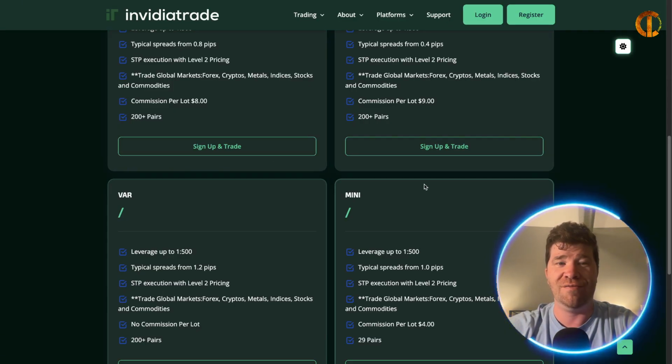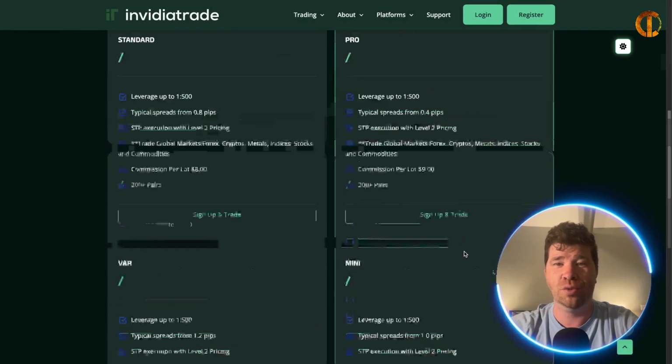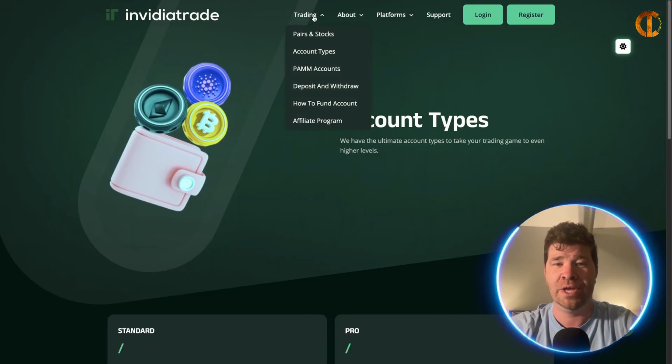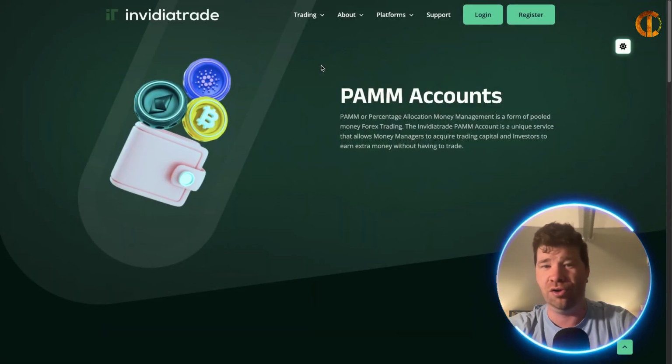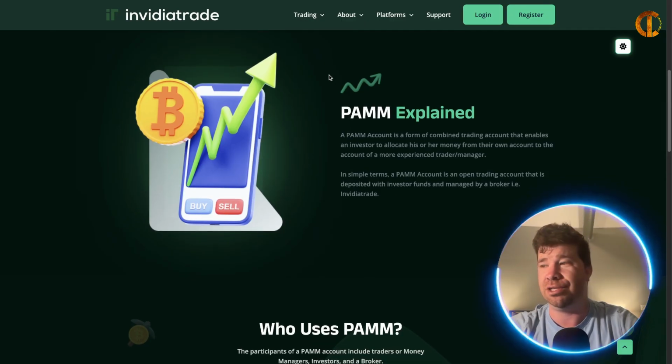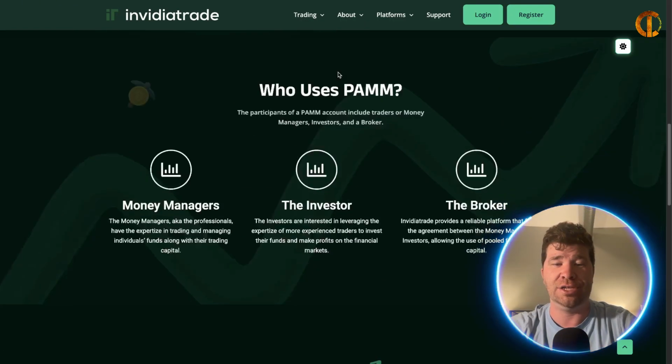So yeah, anyways, Invidia Trade, everything's right here, you guys. Super easy and simple to get around, okay? Continuing, you guys will see right here, we have what are known as PAM accounts. PAM accounts are great nowadays, right? You literally just got to like deposit, and it kind of just does everything for you, right?